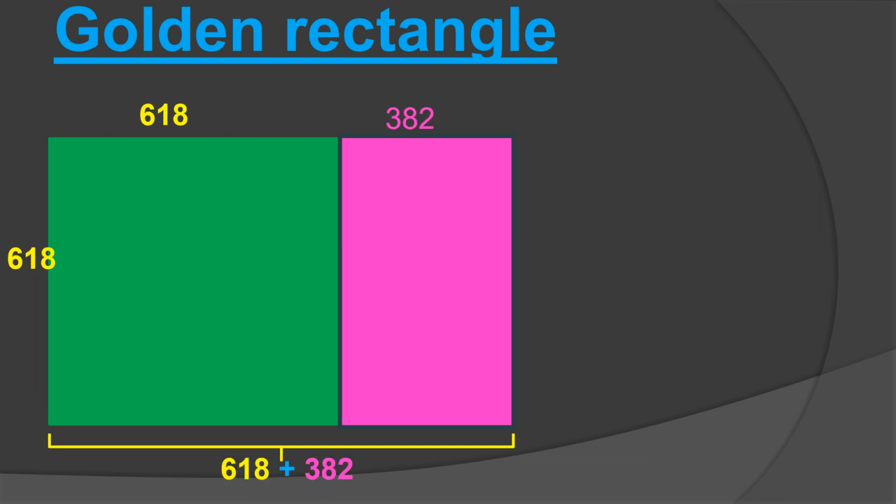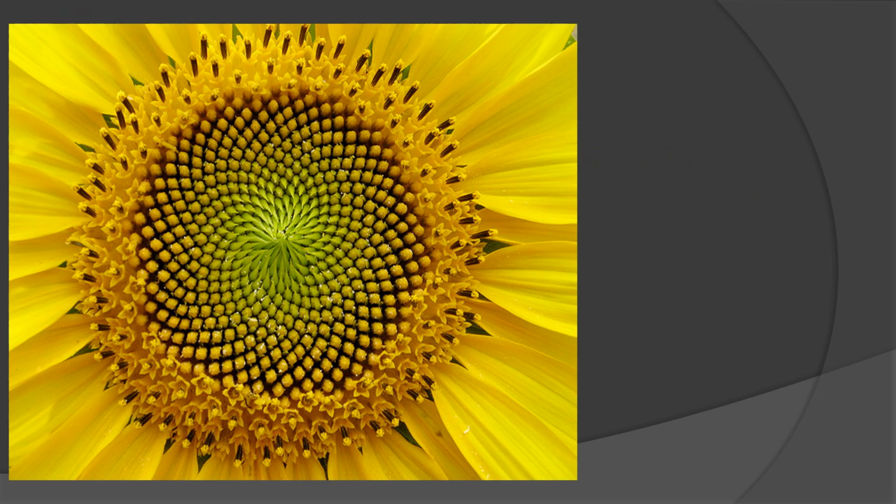A visual way to see this is with these measurements. The golden ratio here is calculated by the long side, 618 plus 382, divided by 618, which is approximately equal to 618 divided by 382.